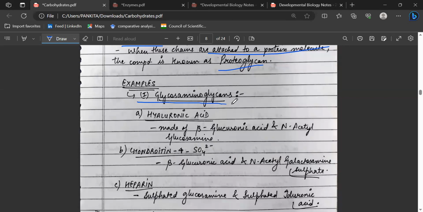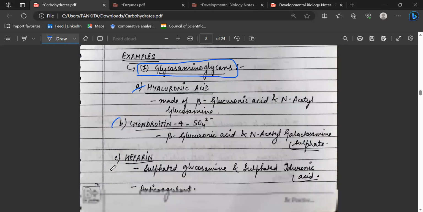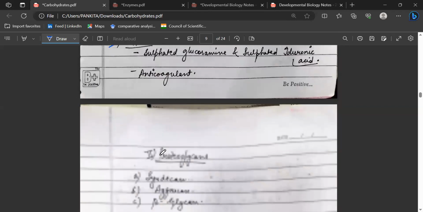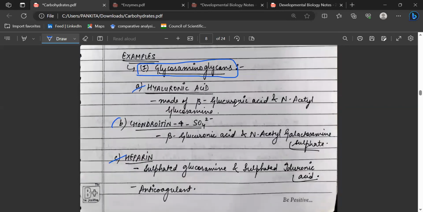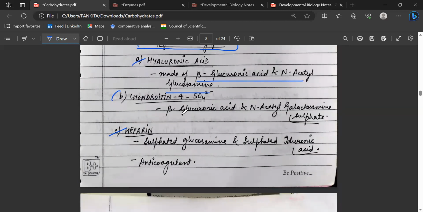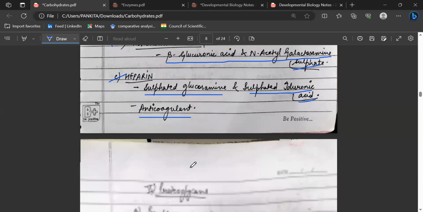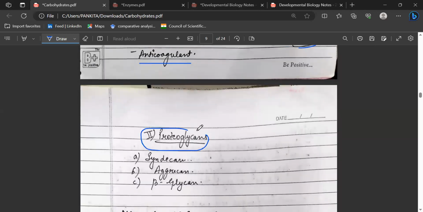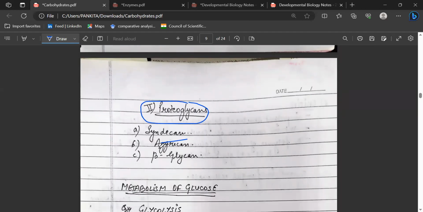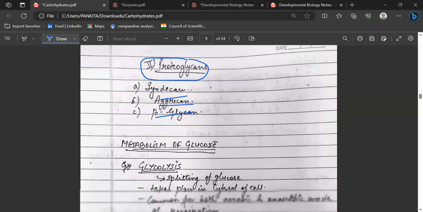Examples of glycosaminoglycans are hyaluronic acid, chondroitin 4 sulfate, and heparin. Hyaluronic acid is basically made up of beta glucuronic acid and N-acetyl glucosamine. Chondroitin 4 sulfate is made up of beta glucuronic acid and N-acetyl galactosamine sulfate. Heparin is made up of sulfated glucosamine and sulfated iduronic acid. Heparin is an anticoagulant. Talking about examples of proteoglycans, we have syndecan, aggrecan, and betaglycan.